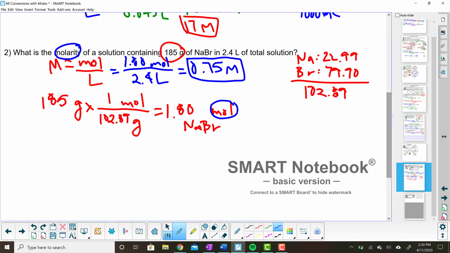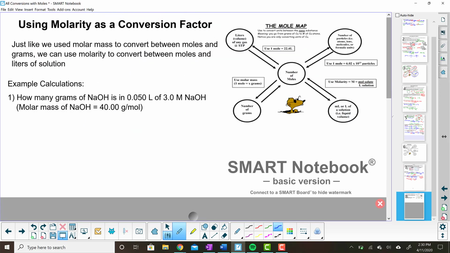How can we use this calculation to help us with the rest of our conversions? If you don't have your mole map out, go ahead and get it out. We are going to start talking about this last component. In the last video, we talked about molar volume of gases. We talked about Avogadro's number. We talked about molar mass. Today, we are going to talk about molarity and how that plays into all of our conversions.